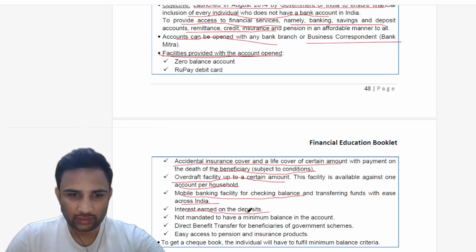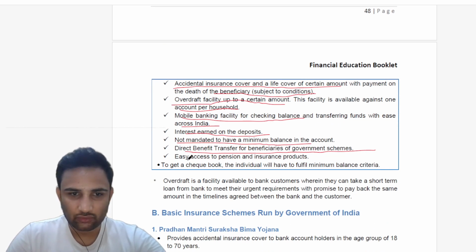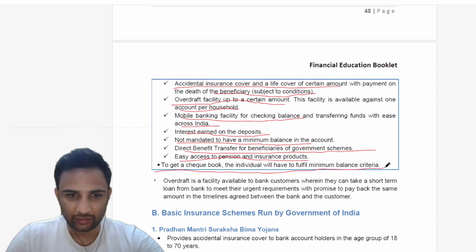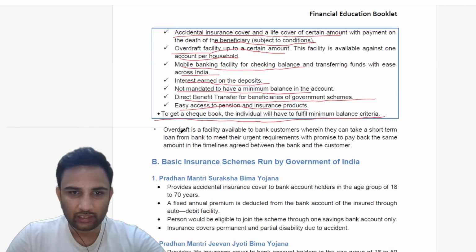Interest is earned on the deposits, and it is not mandated to have a minimum balance in the account. Direct benefit transfer for beneficiaries of government schemes. Easy access to pension and insurance products. To get a checkbook, the individual will have to fulfill minimum balance criteria. Overdraft is a facility available to bank customers wherein they can take a short-term loan from the bank to meet their urgent requirements, with a promise to pay back the same amount in the timelines agreed between the bank and the customer.